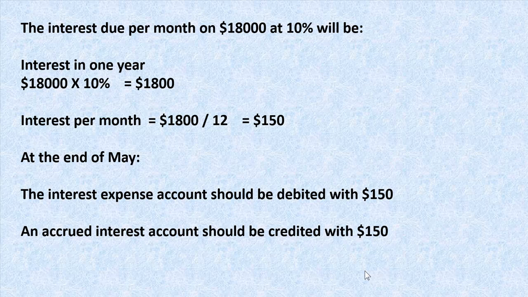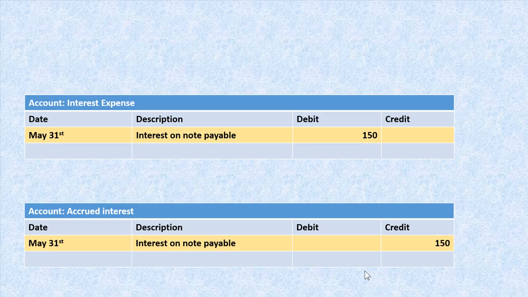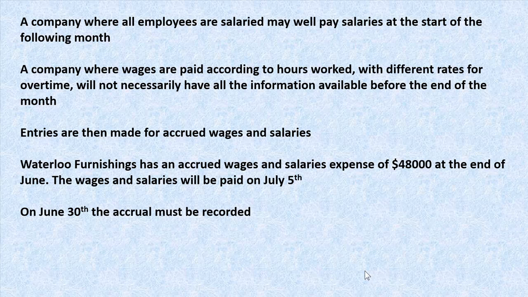Interest due on $18,000 at 10% per annum. Well, in 1 year that's $1,800. So if I divide that by 12 to get $150, that represents the interest per month. So at the end of May, the interest expense account should be debited with $150 and the accrued interest account should be credited with $150. And there we are, there's our entry, a debit of $150 to the interest expense and a credit to accrued interest of $150.